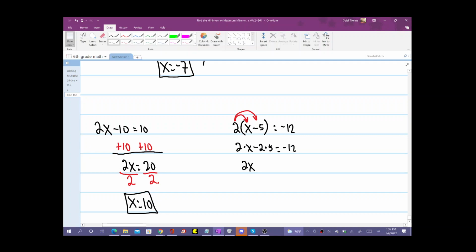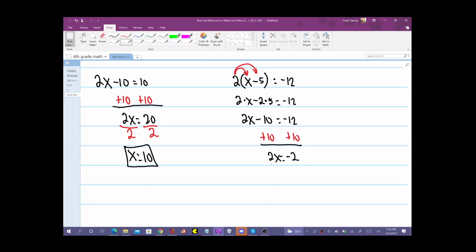This gives you 2x. In algebra, when you have 2 times x like this, we bring them together. This is 2x. With numbers, you just multiply the numbers. So then you add 10 on both sides. You're left with 2x equals negative 2. You divide both sides by 2. You're left with x equals negative 1.